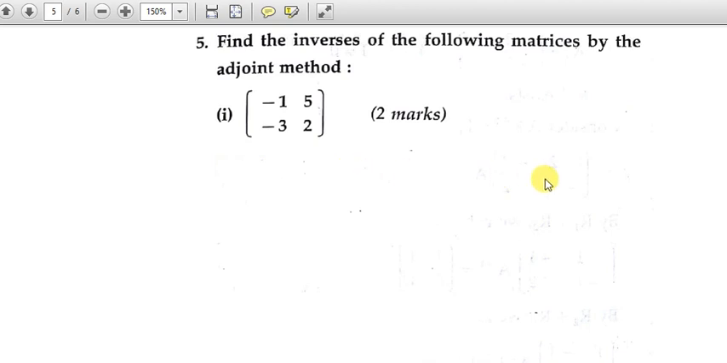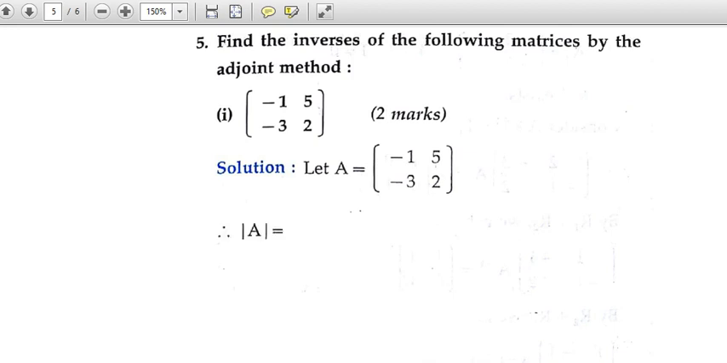Find the inverse of the following matrix by adjoint method. So given matrix is minus 1, 5, minus 3, 2. This example will be asked in exam for 2 marks. So let's begin with the solution. Solution, let A is equal to the matrix minus 1, 5, minus 3, 2. So therefore, we are going to first find the determinant of A.